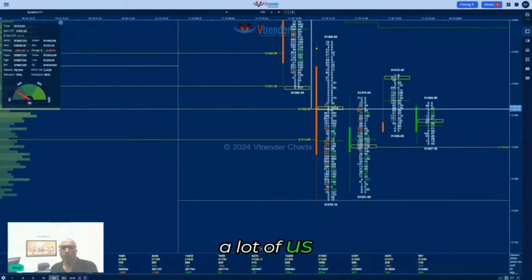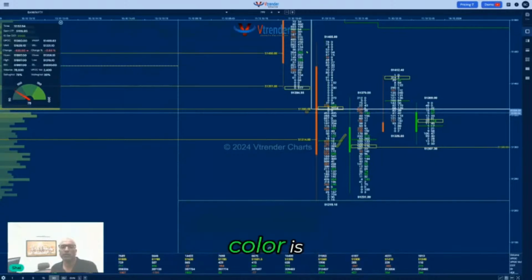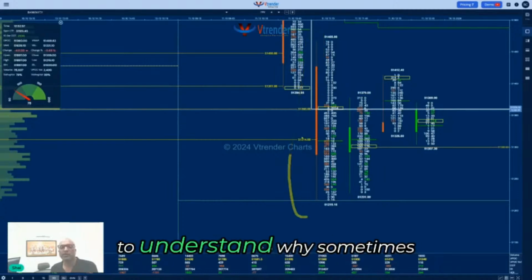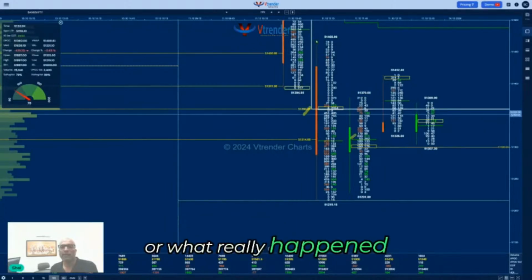Now, a lot of us, when we first see an order flow chart, we focus on this candle. We focus on the color of this candle, and our minds are actually programmed to just look at what this color is. But this color, we have to put aside for some time and try to understand why sometimes this color is red and why sometimes it is green, or what really happened between the high and the low over here.